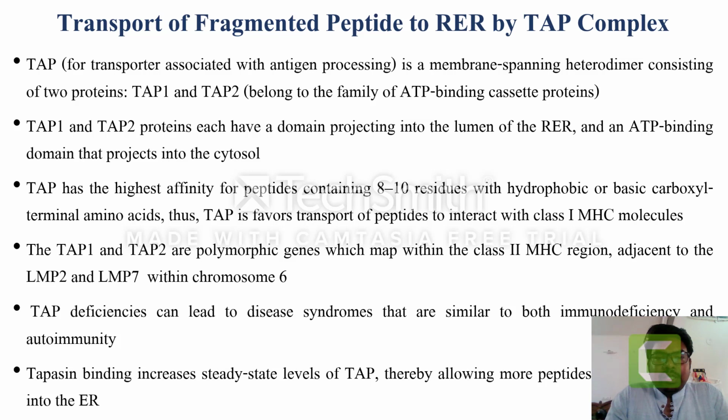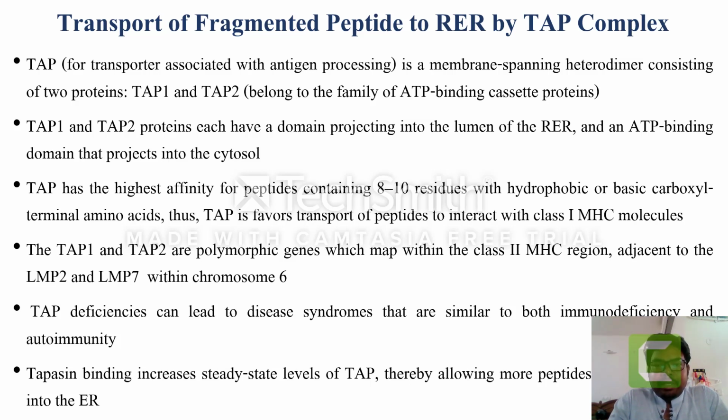So, to be complexed with class 1 MHC molecules, the peptide fragments need to be present within the same compartment, the lumen of the rough endoplasmic reticulum, where MHC class 1 molecules are being processed. Strictly speaking, the antigenic peptide fragments have to be transported to the lumen of the rough endoplasmic reticulum. The process of transport is mediated by the TAP complex. TAP stands for transporter associated with antigen processing.